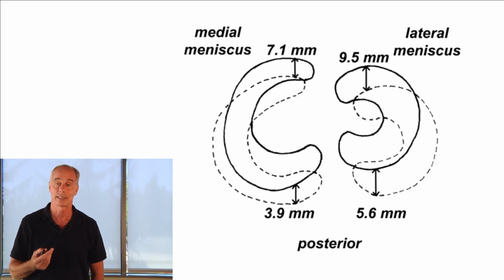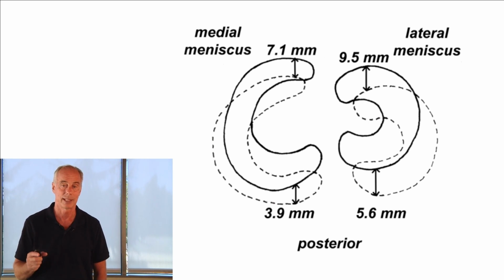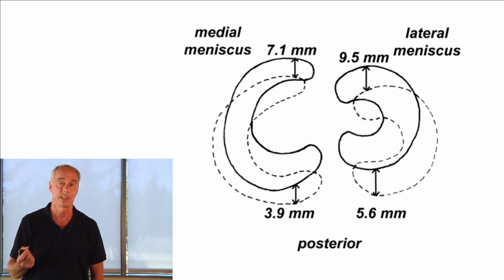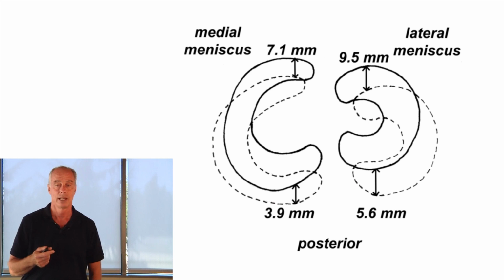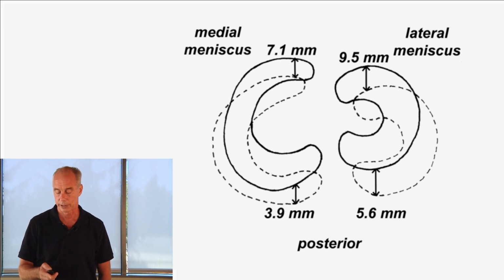The lateral meniscus is significantly more mobile, smaller, C-shaped, a little bit thicker, significantly less prone to injury, almost 10 millimeters of motion in the anterior aspect, 6 millimeters of motion in the posterior aspect.